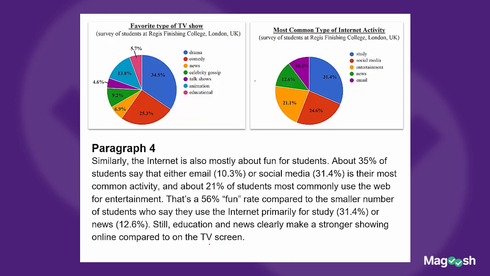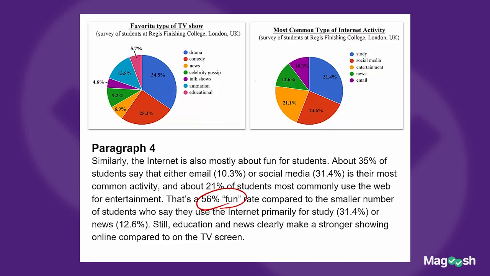Similarly, internet is also mostly about fun for students. About 35% of students say that either email or social media is their most common activity. And about 21% of students most commonly use the web for entertainment. That's a 56% fun rate, back to this idea of fun, compared to the smaller number of students who say they use the internet primarily for study or news. Still, education and news clearly make a stronger showing online compared to the TV screen.